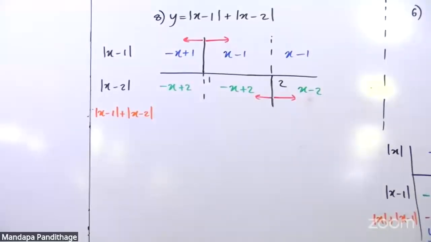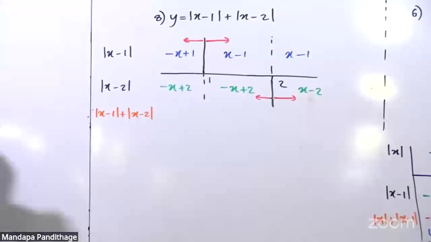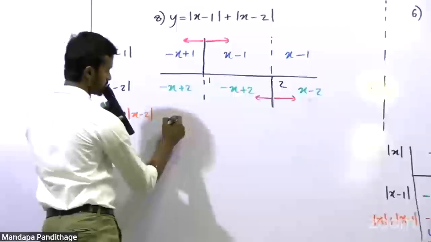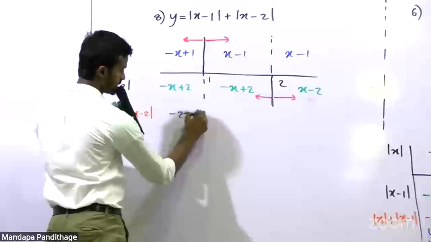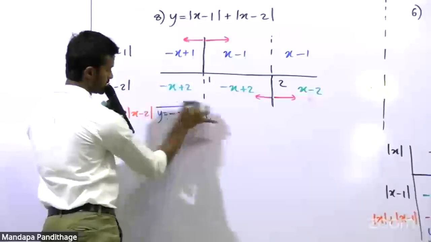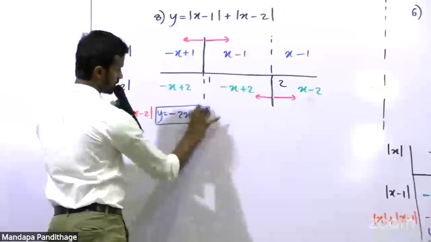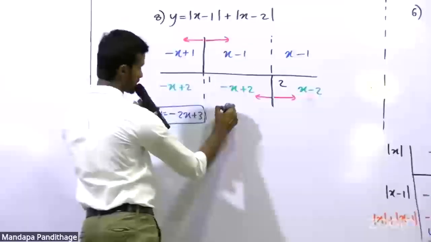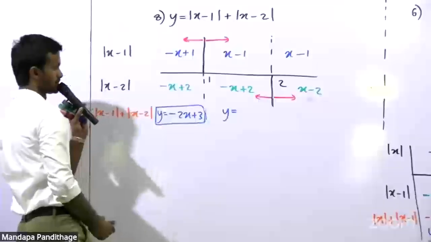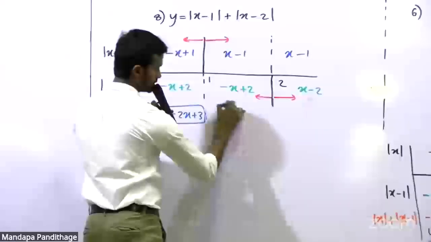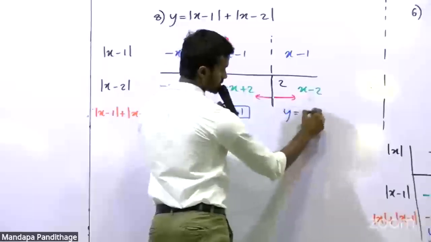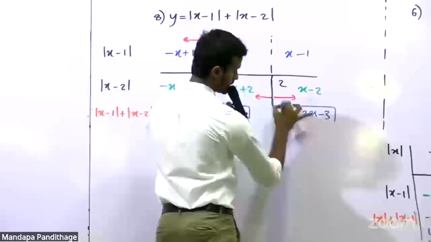In the range that x is less than 1, here you get minus x, minus x is minus 2x, so it's minus 2x plus 3. You are supposed to sketch y equals minus 2x plus 3 in this range. Here, what do you get? Minus x plus x cancel off, so y equals 1. And in this range, it's y equals 2x minus 3. So these are the three straight lines that you have to sketch.